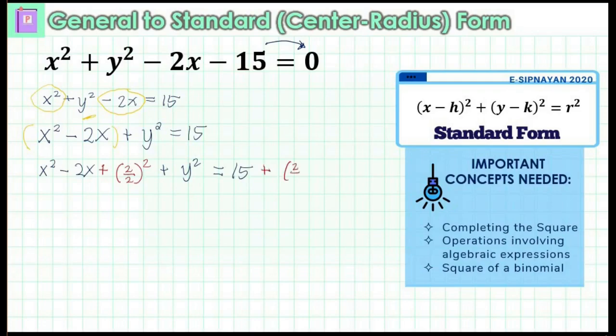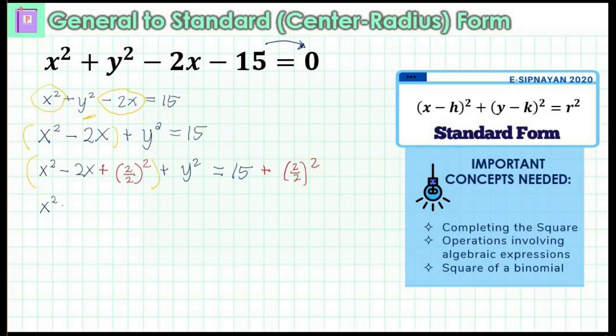So we have plus 2 over 2 squared. And again, never ever forget to group the terms with the same variables. In this case, it will be x squared minus 2x plus quantity 2 over 2 squared. Moving on, let's now simplify.